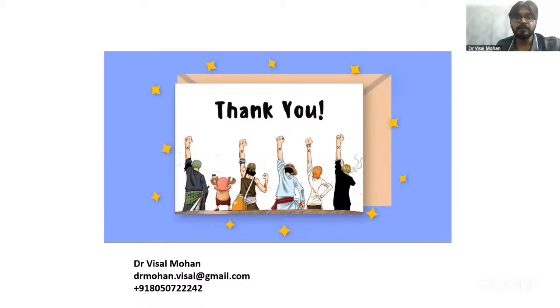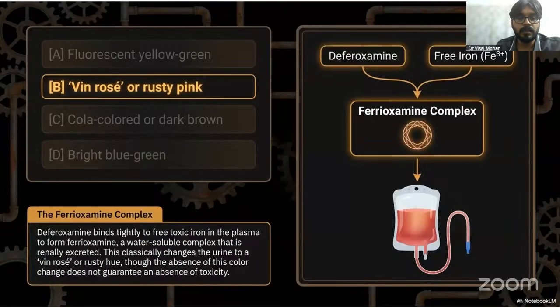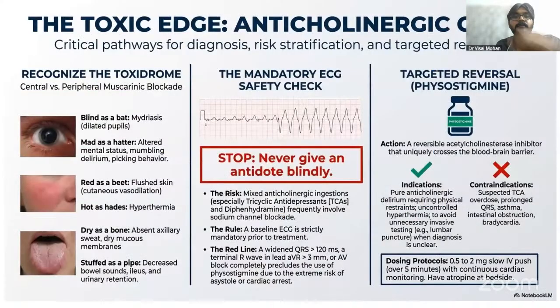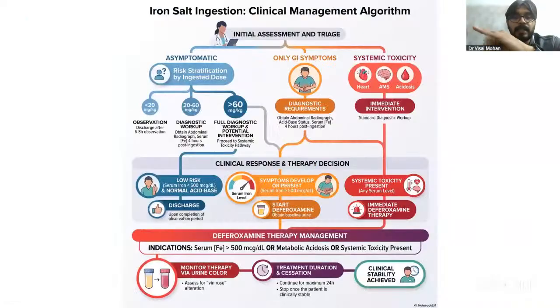If you have any questions or queries, I think in between our slides got cancelled. If anything was there, you could let me know, I can cover that as well. There was one slide where we could not cover this algorithm. This is how we started with iron toxicity. After initial assessment and triage, this is important for our clinical assessment and also for those giving exams.